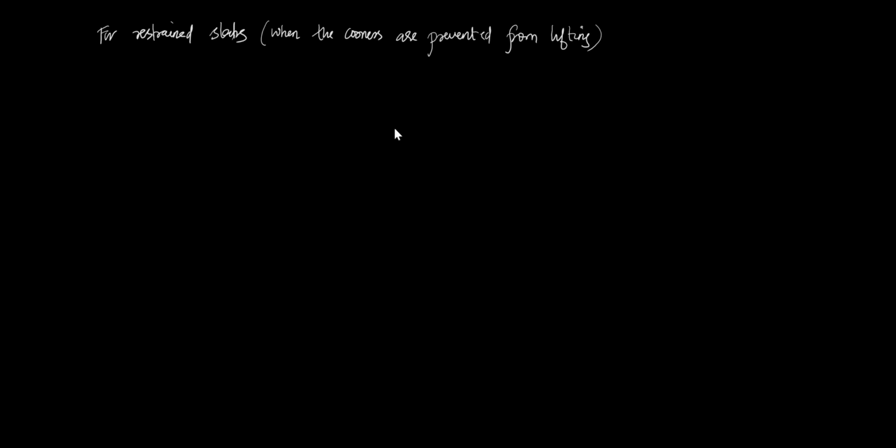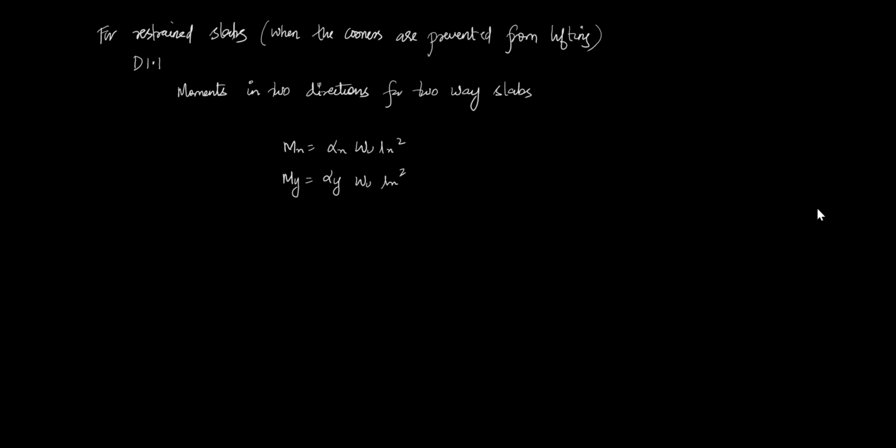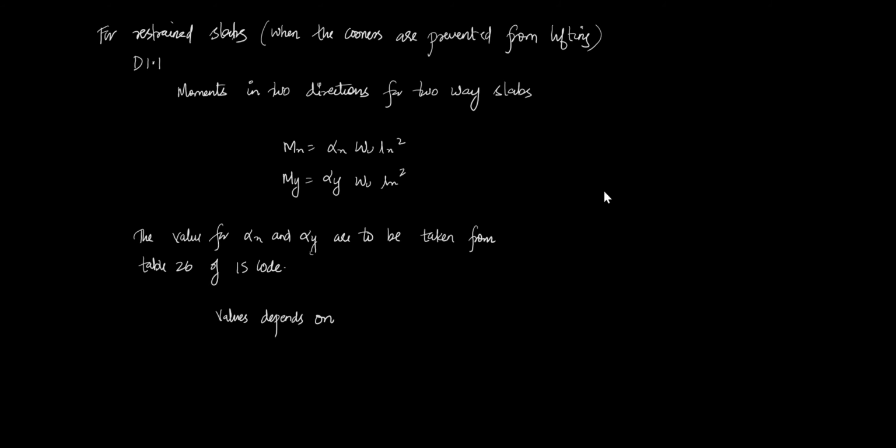So you can see for unrestrained slabs, when the corners are prevented from lifting, in Annex D1.1 of your code, the moments in the two directions for two-way slabs are given by Mx equal to alpha x Wu Lx square, and My equal to alpha y W Lx square, where Mx and My are the moments in the x direction and y direction respectively, and alpha x and alpha y are the IS code coefficients in order to determine these moments. I will explain this in detail now.